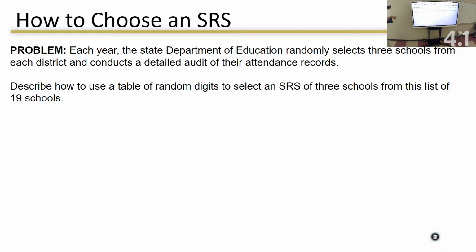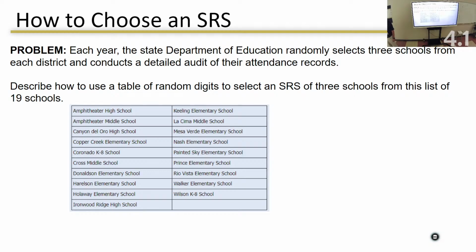Each year, the State Department of Education randomly selects 3 schools from a district and conducts a detailed audit of their attendance records. Describe how to use a table of random digits to select an SRS of 3 schools from those 19. Well, I better make sure I label them somehow. I got to randomize somehow, and then I got to select them. How many do I need to select? 3. There's 19 of them. Number the districts from 1 through 19.